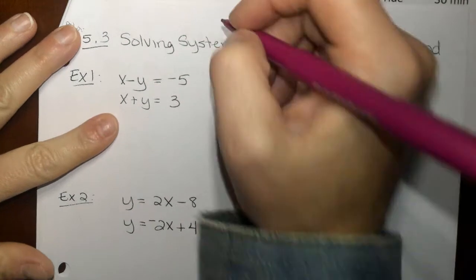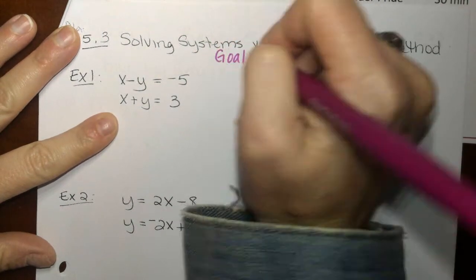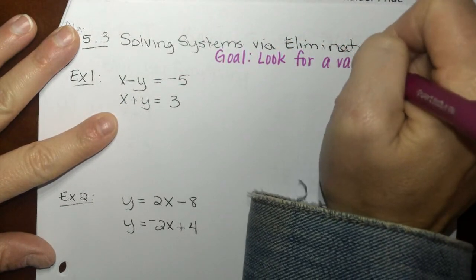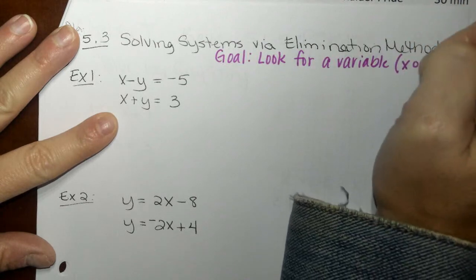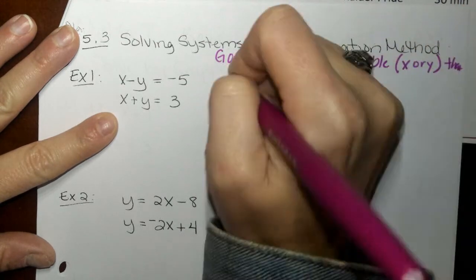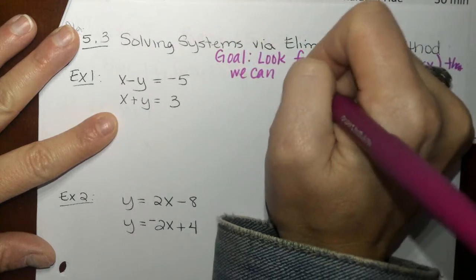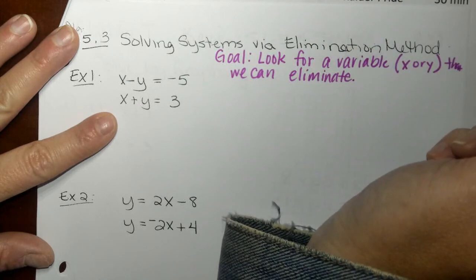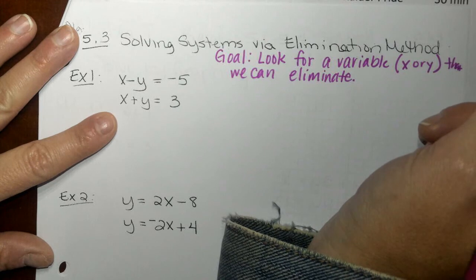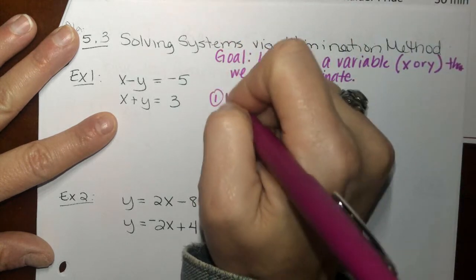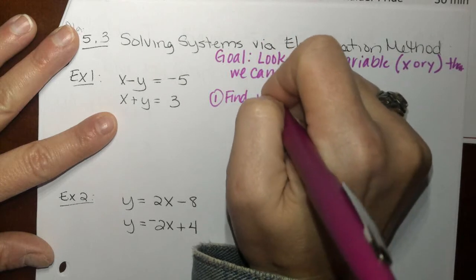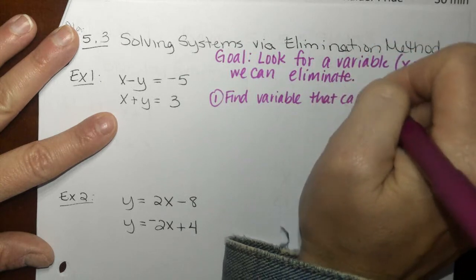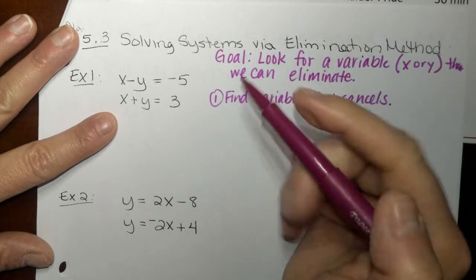So our goal, I want you to write this down, is to look for a variable. When I say variable, I'm talking about x or y that we can eliminate or cancel. So here's what we do first. Find a variable that cancels. Alright, so here's what I mean.